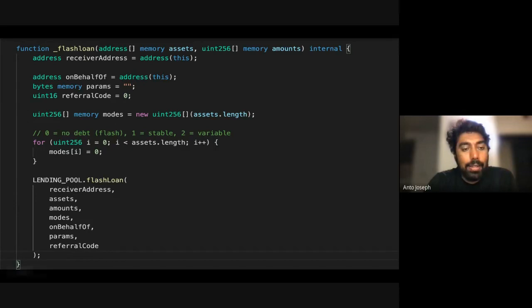As you can see, there are three modes. One is zero, the no debt, which is basically a flash loan. The one and two represent a stable loan and a variable APR loan, which we observed earlier on. So we'll be setting the mode to zero, and we'll be calling the Aave lending pool dot flash loan. And these are self-explanatory. So this is the main function that enables this flash loan. And this is part of the smart contract that you would get when you use that particular Brownie mix.